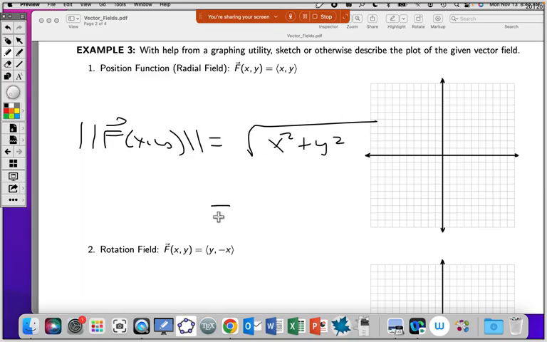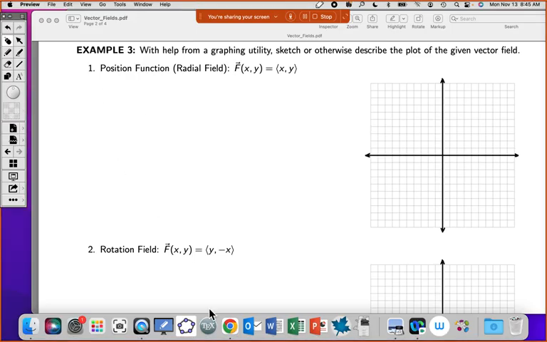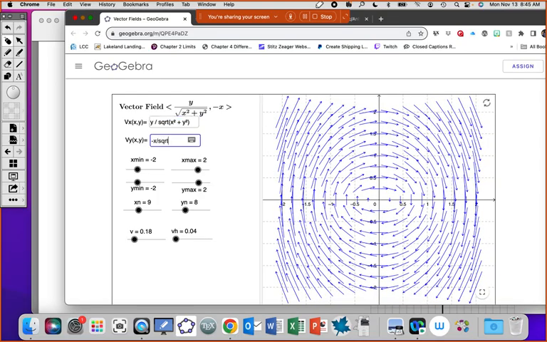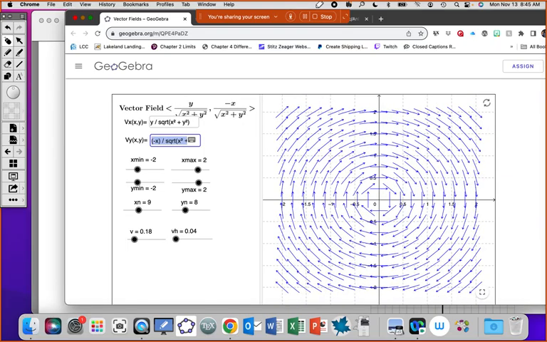Notice here, you would get y squared plus negative x squared, but that would be the same. So these have the same magnitude. At any given point, these two vector fields have the same magnitude. What's different is their directions. And we could put this in here. There it is. So all those vectors have length 1. They're unit vectors. So that would be the direction field for this rotation field.